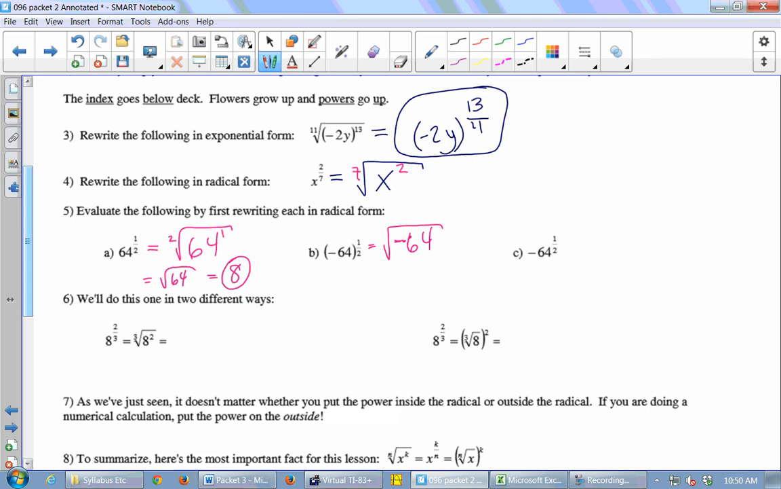When you square 1 over 8, you get 1 over 64. I heard several people say it earlier. You can't do it. There is no real number that when you square it, you get negative 64. So this is undefined.